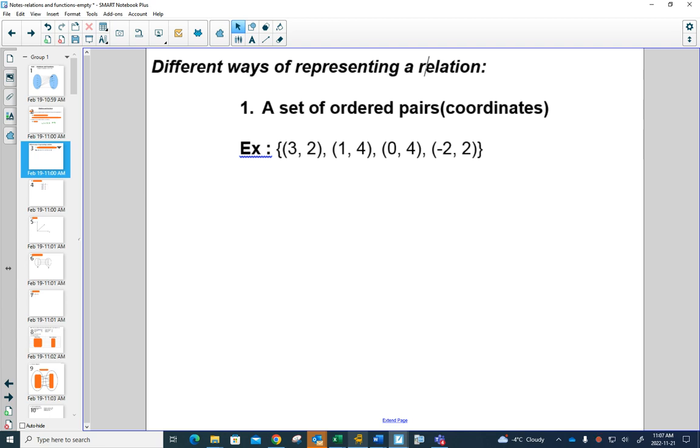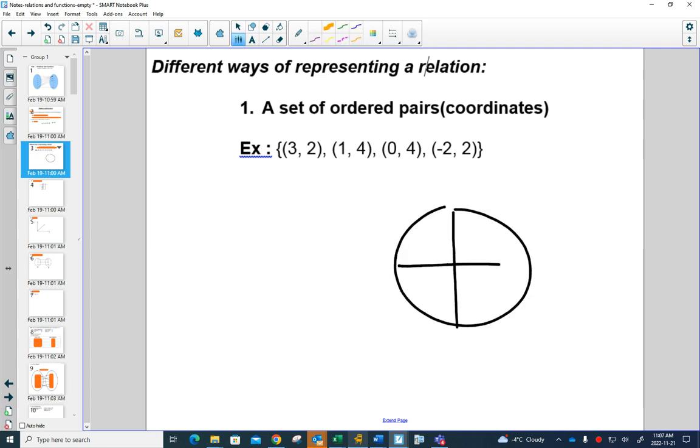Okay? Maybe this is a game. Sometimes when we're dealing with a list of things here, we don't know the context, so it's hard to say what the relation is. But I'll make up a context for this. Maybe we have a game that's a spinner, and on the spinner are the following numbers: 3, 1, 0, and negative 2. You've got a little dial on here, and you spin it around, and your dial is either going to land on the 1, the 3, the 0, or the 2.